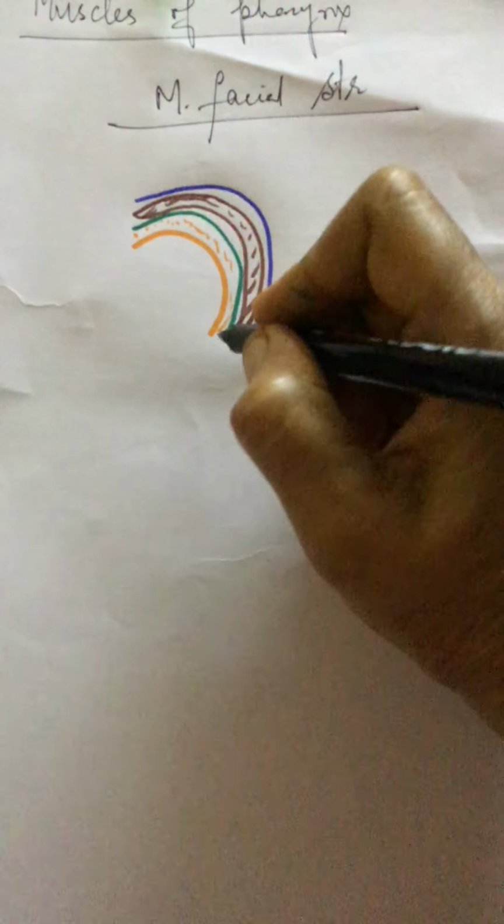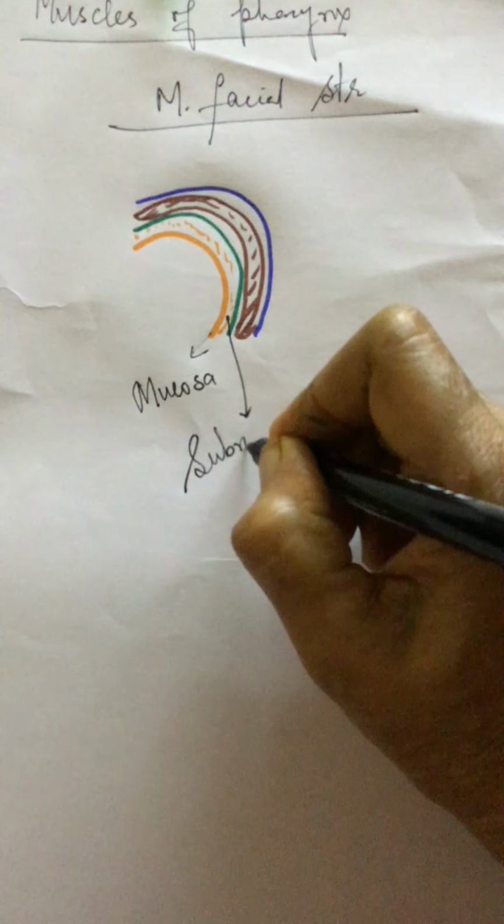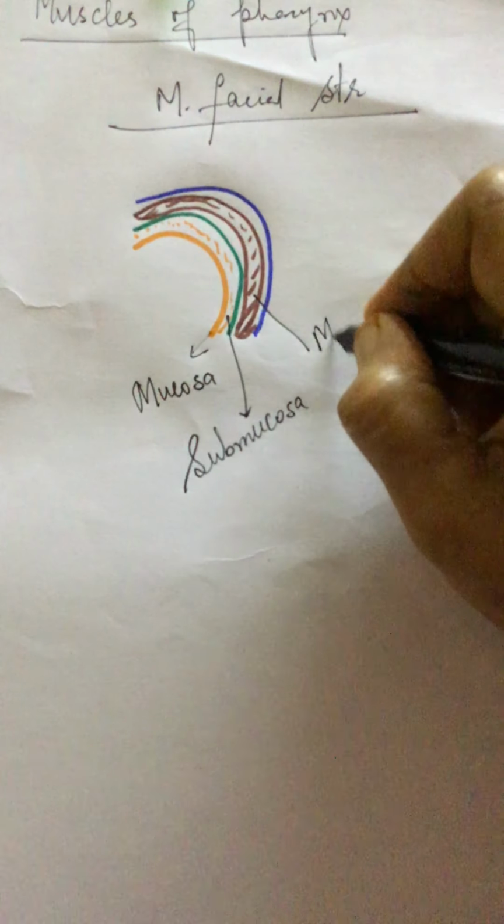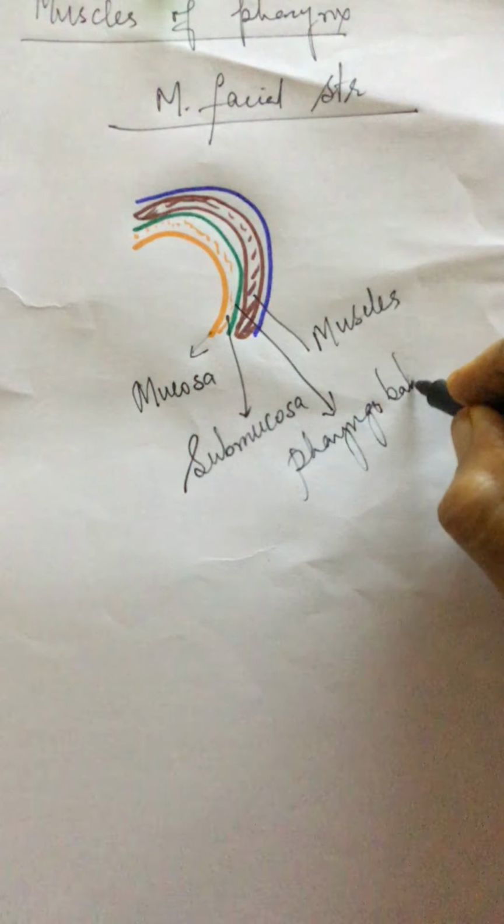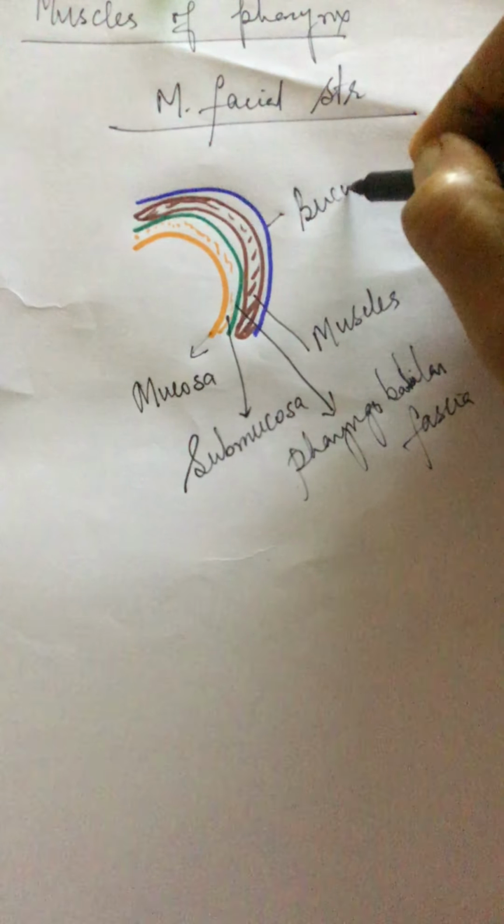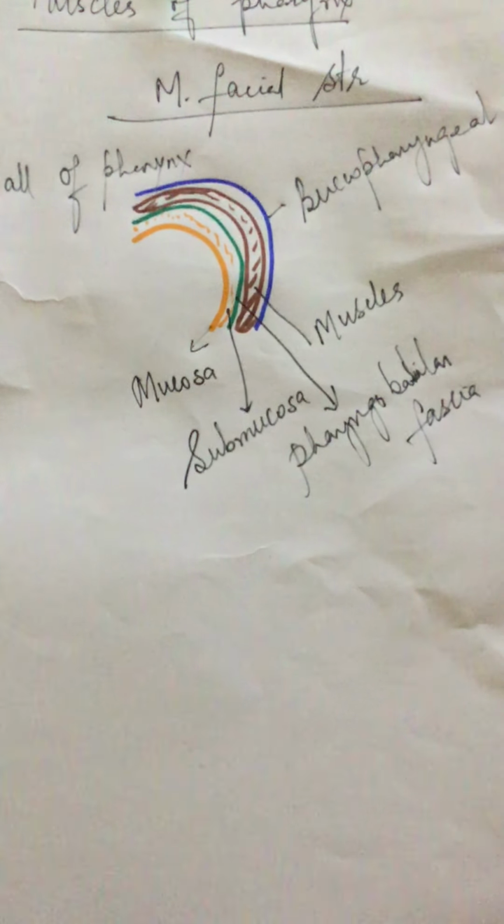So what are the layers? This is the mucosa. The second layer is the submucosa. Third is the pharyngobasilar fascia. Then the muscles. Outermost is the buccopharyngeal fascia. This is the structure of the wall of the pharynx. In the introduction I told you the pharynx is made up of a musculofascial structure. This is the wall of the pharynx.